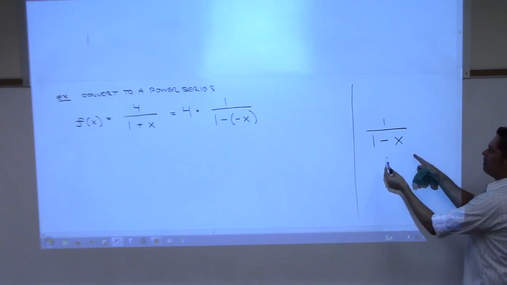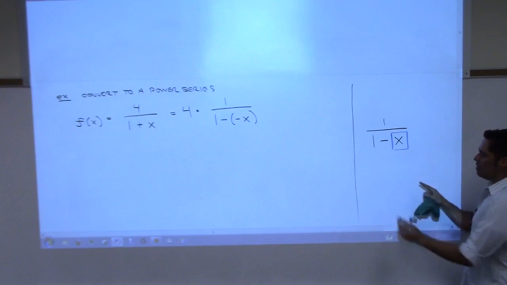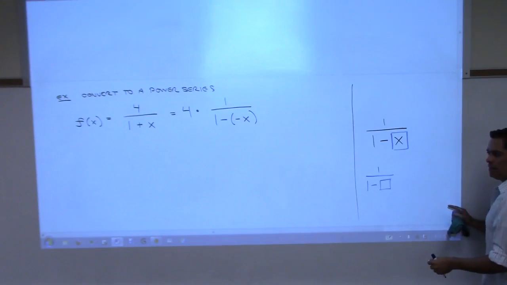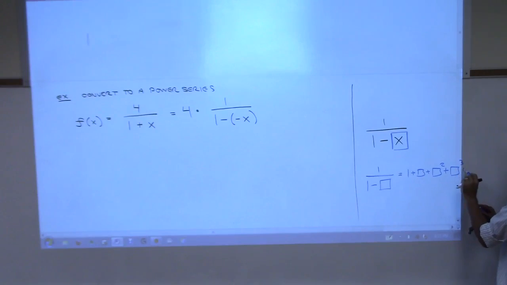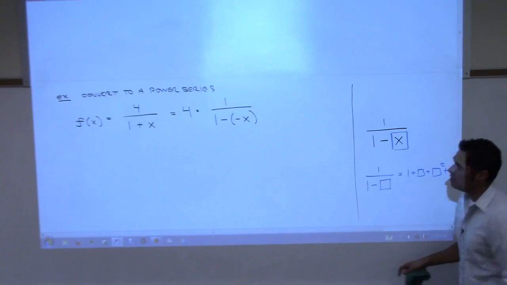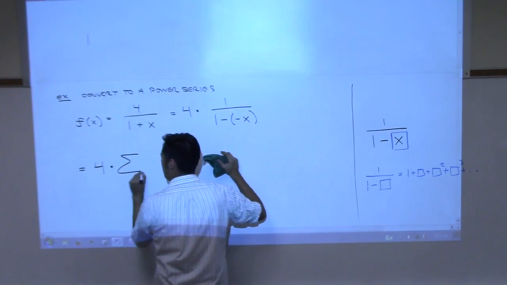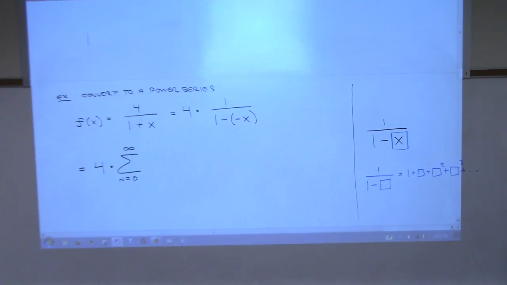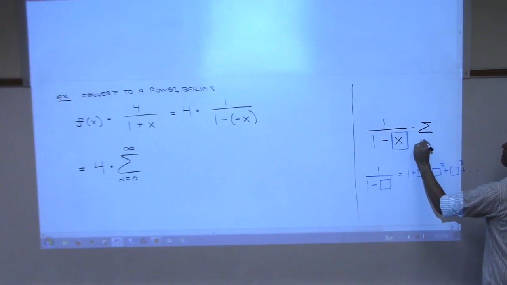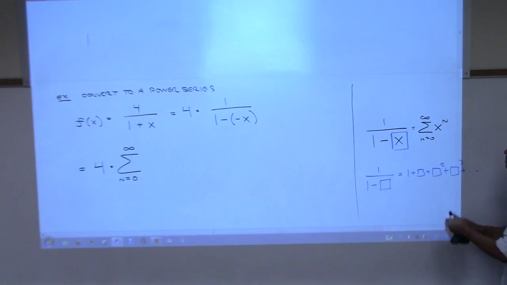Now, if you look at this formula over here, this x is kind of just like a dummy placeholder. And really, you could look at the formula as being 1 over 1 minus some box. And if you can figure out what this box is, this turns into 1 plus box squared plus box cubed plus whatever. So for us, this should convert over to 4 times sum n equals 0 to infinity of what, though? Remember what this was? That's the formula for this. So whatever's there to the n. So negative x raised to the n.